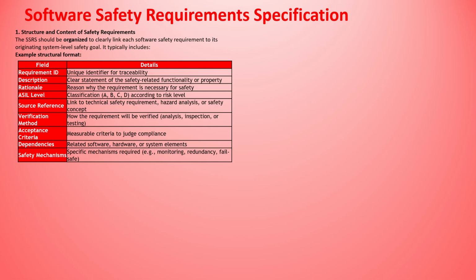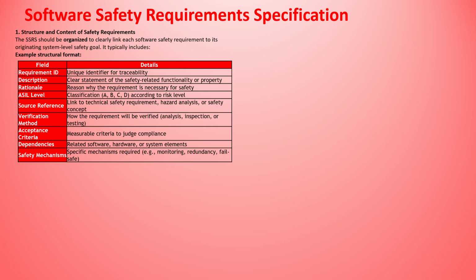Exactly. Each one needs a unique ID, a clear description of what it needs to do, and critically, a rationale. Why is this necessary for safety? You can't just say, do this. You have to justify it from a safety perspective. Right. And then its ASIL level, Automotive Safety Integrity Level: A, B, C, or D. That's the criticality rating, right? D being the highest. Yeah, correct.